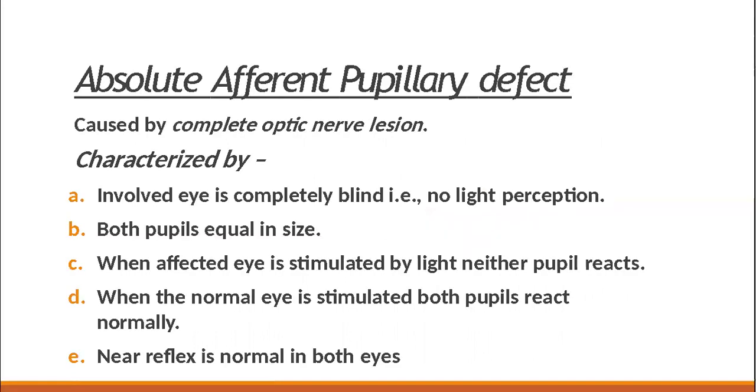So what happens in absolute afferent pupillary defect? The involved eye is completely blind, that is, there is no light perception, and both eyes are equal in size normally, but when the affected eye is stimulated by light, neither pupil will react. For example, if the right eye has complete optic atrophy, when I put light in the right eye, neither the right nor the left pupil will react. Whereas when I stimulate the normal eye, both pupils will react, right as well as left. So this is called absolute afferent pupillary defect.